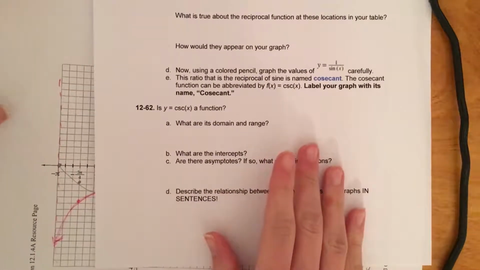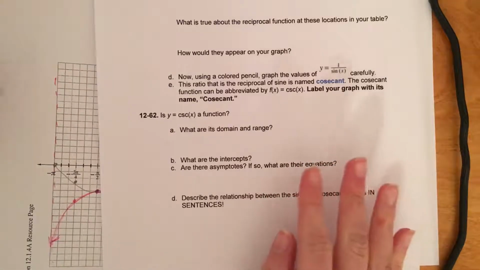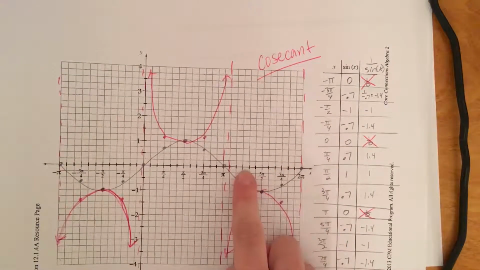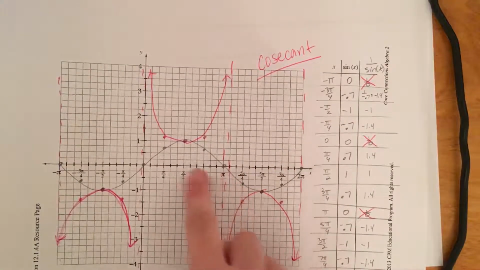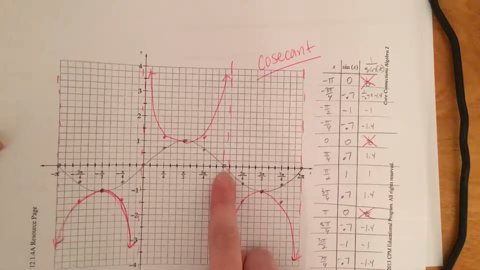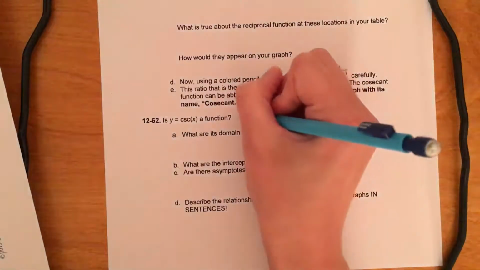So it asks here, is this a function, first of all? If that is a function, remember a function is anywhere that there's only one output for each input. So like if I'm at 5 pi over 4, I only go to one value. So that happens every single time. Even when there's no value, that's okay. So this one is a function. So we'll say yes for that.